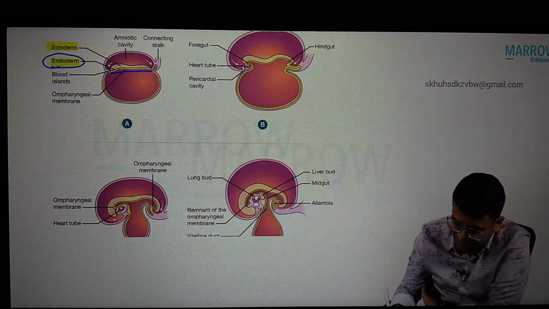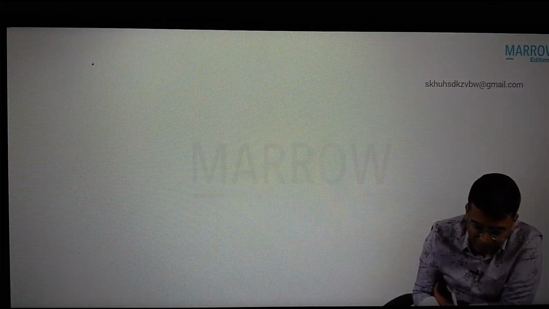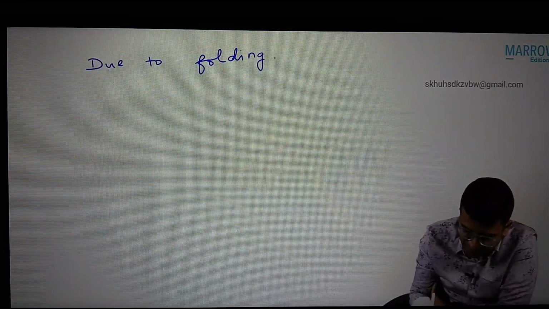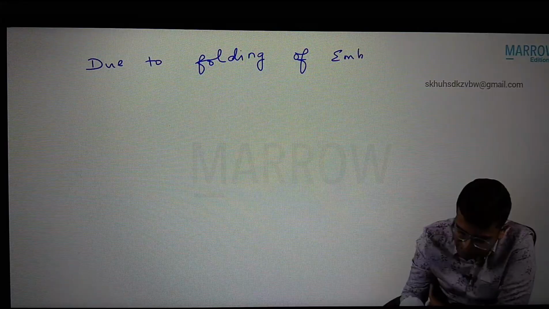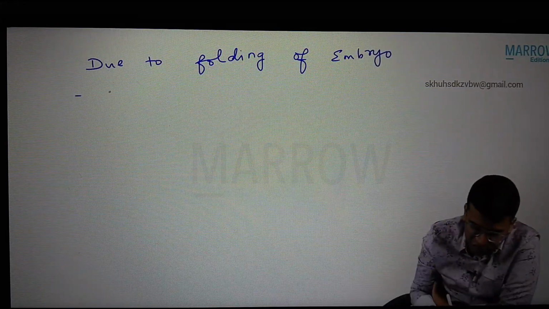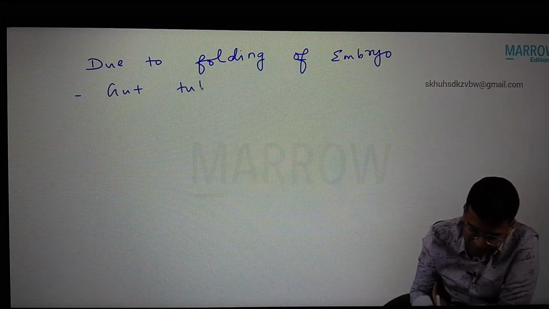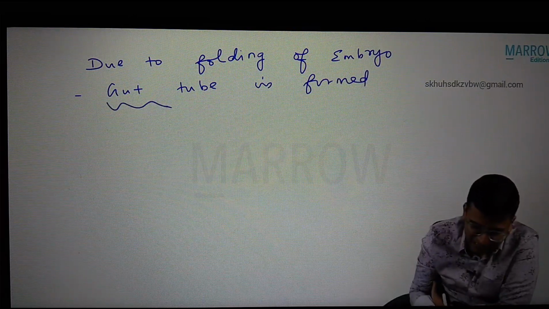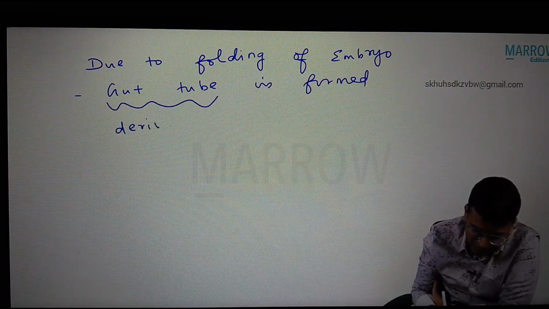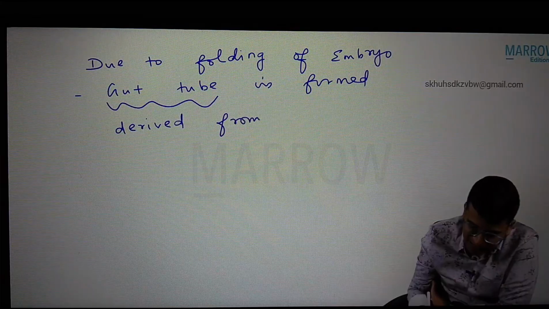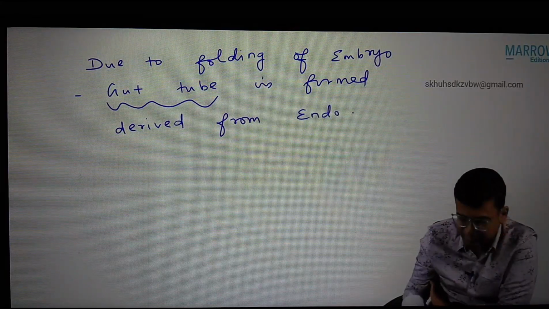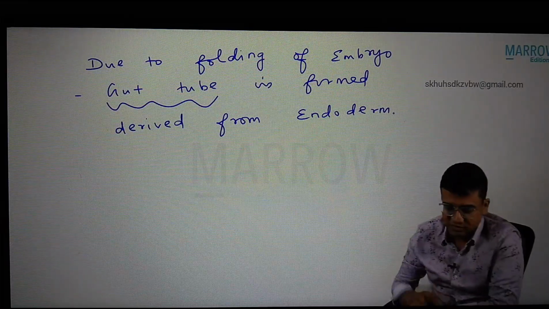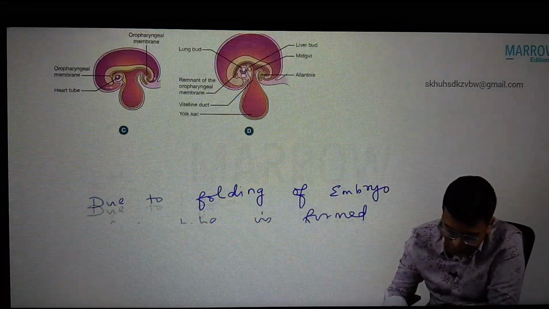Okay, so please write: due to folding of the embryo, the gut tube is formed, and that gut tube is derived from endoderm. So now see the diagram.